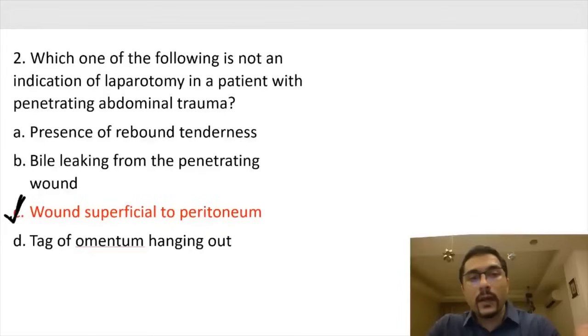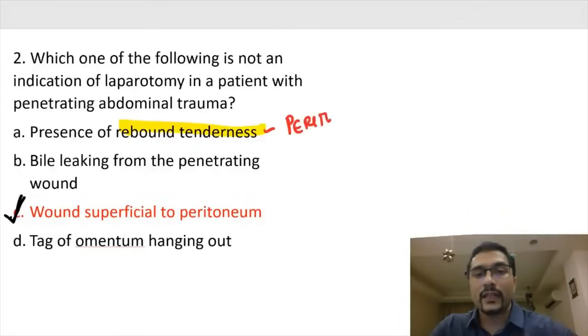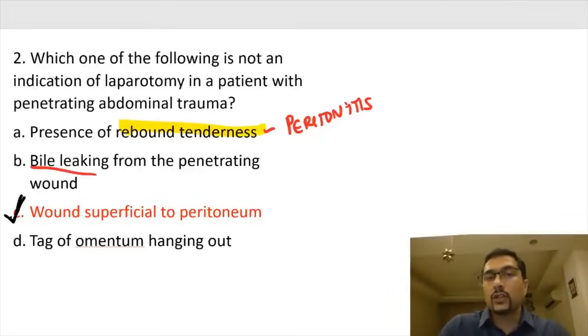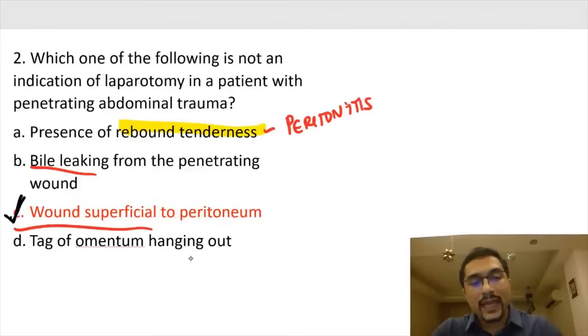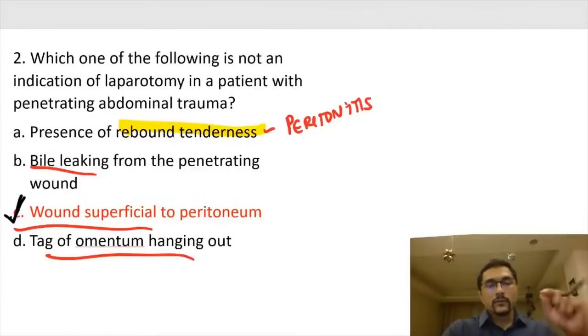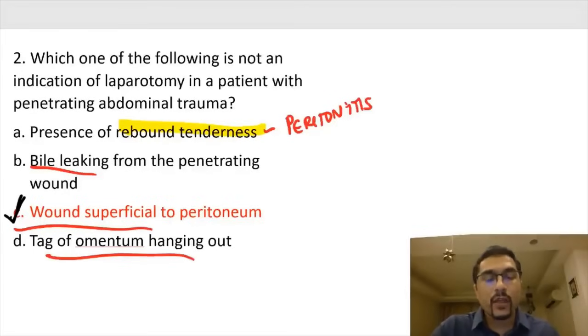Look, presence of rebound tenderness. You know, rebound tenderness is a sign of peritonitis. So if there is peritonitis, we definitely have to operate the patient. Bile leakage means that either the bowel has been injured or there's been some other biliary tree injury. You have to explore the patient. And omentum hanging out means the peritoneum has been breached. Only if the peritoneum has been breached, then only the omentum is going to come out. So if that happens, you have to explore the patient.